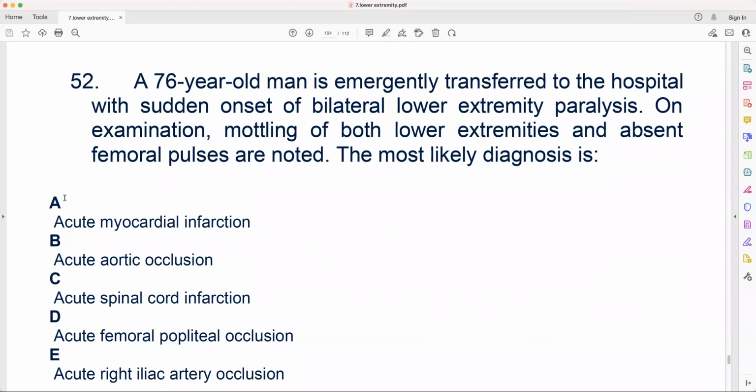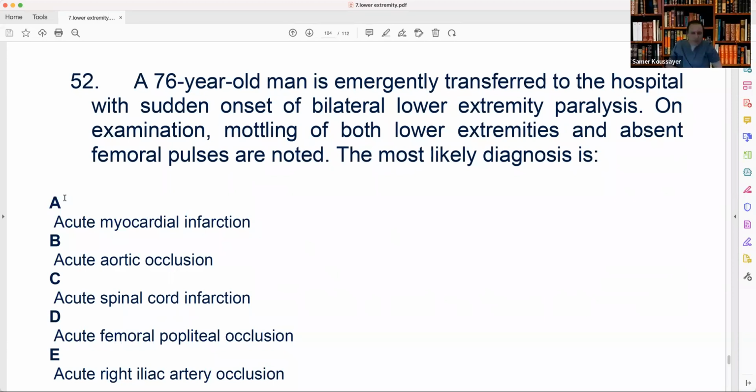Acute spinal cord infarction? He has mottled legs and non-palpable pulses, so no. Acute femoral popliteal occlusion, no. Acute right iliac occlusion, no. So B, acute aortic occlusion. The only problem is that unfortunately this gets confused with acute spinal cord infarction.